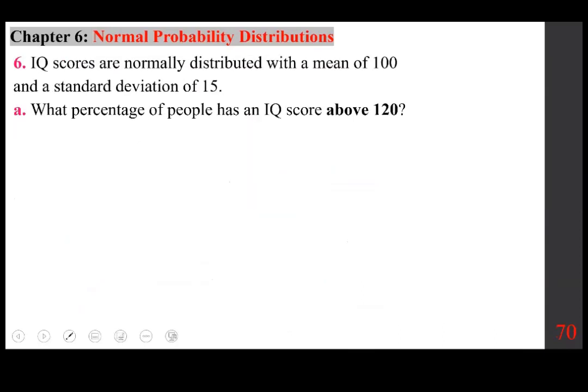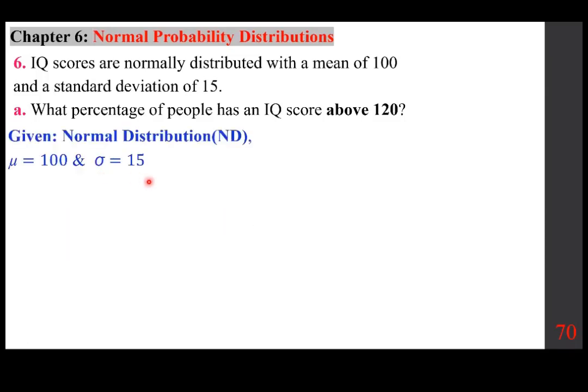IQ scores are normally distributed with a mean of 100 and a standard deviation of 15. What percentage of people has an IQ score above 120? Well, what is given? Normal distribution with mu of 100, sigma 15. That's the first thing as we read this question and we translate. We want the probability of x larger than 120.